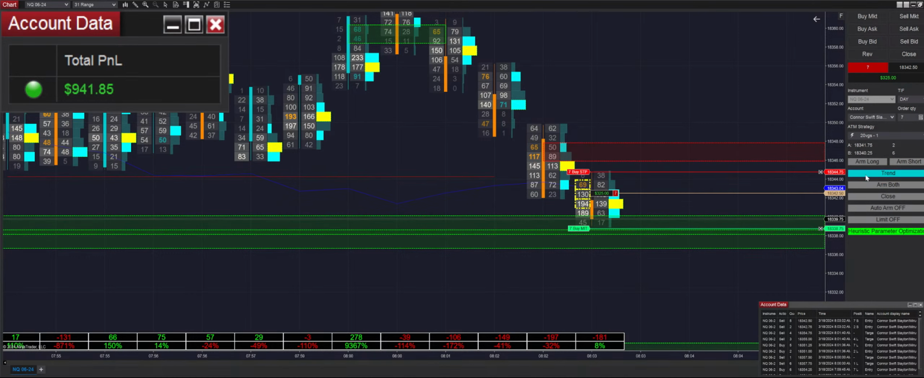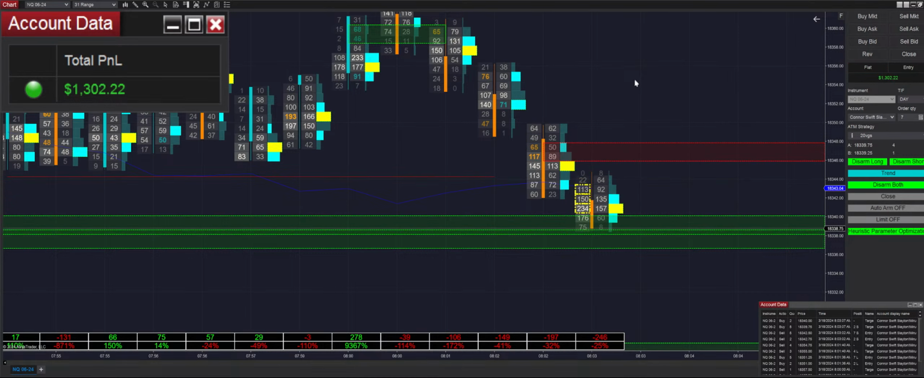Order filled. Into a short trade here. Target filled. End up winning that one up to 1,300 on the day.